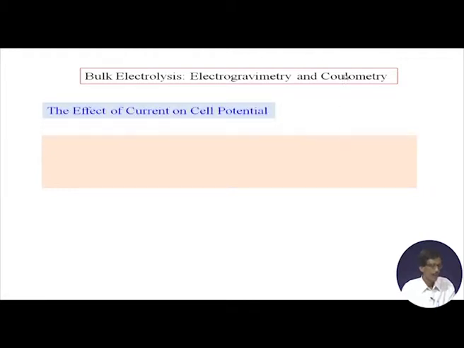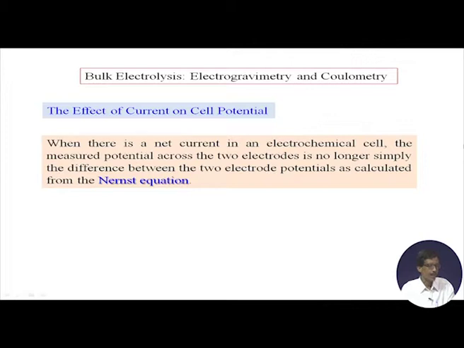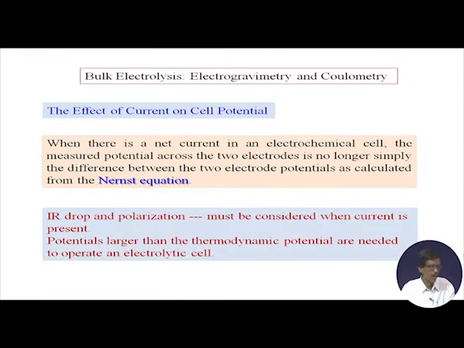So, we will see the effect of current on cell potential, that we are just looking for, and when there is net current in the electrochemical cell, the measured potential across the two electrodes is no longer, as I told you just now, the difference between the two electrode potentials as we calculate from the theoretically predicted equation, which is your Nernst equation. So, what we should see is that, once we have the Nernst equation, we have IR drop and polarization. So, it should be considered, that means the IR drop and polarization.